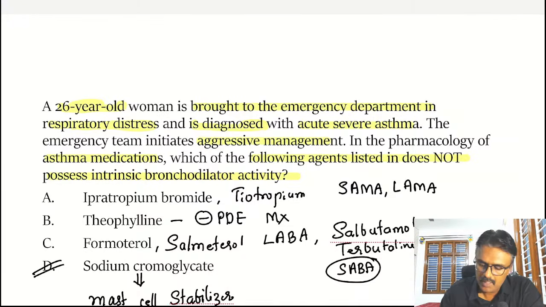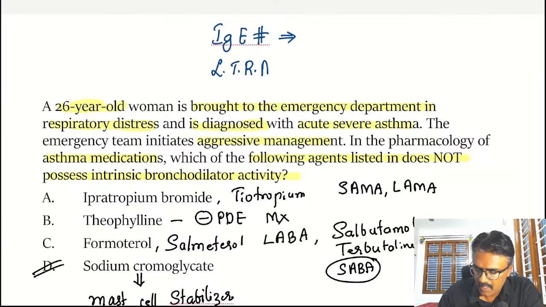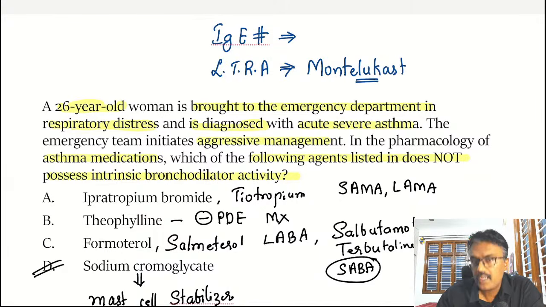Now can you tell me the drug used for prophylaxis which is an IgE blocker? Tell me a drug which is a leukotriene receptor antagonist for prophylaxis of asthma. The name is Montelukast. How to remember? It has leukotriene in the drug name.